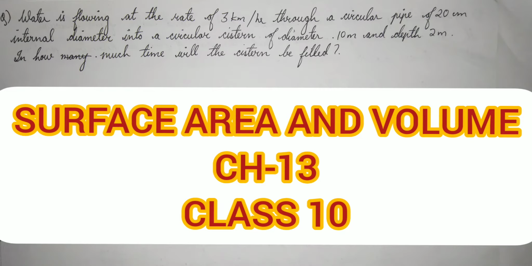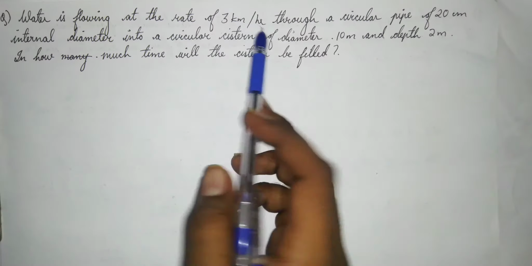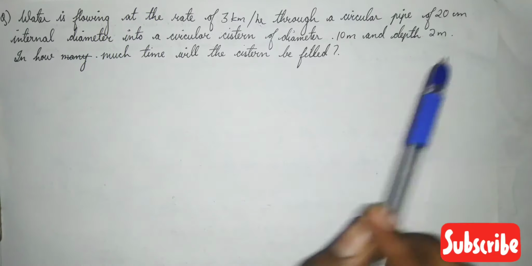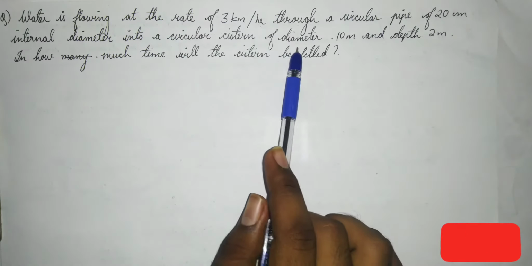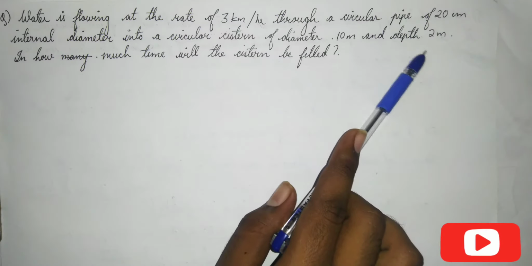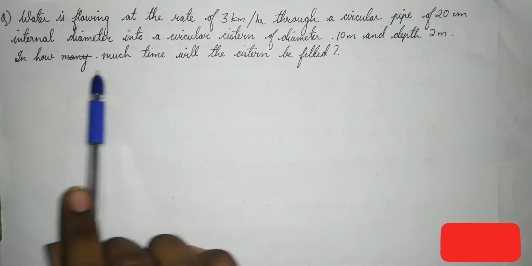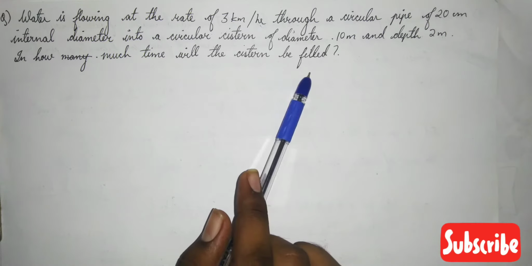Hello guys, we are going to discuss one more question based on the water flow. Water is flowing at the rate of 3 km per hour through a circular pipe of 20 centimeter internal diameter into a circular cistern of diameter 10 meter and depth 2 meter. In how much time will the cistern be filled?